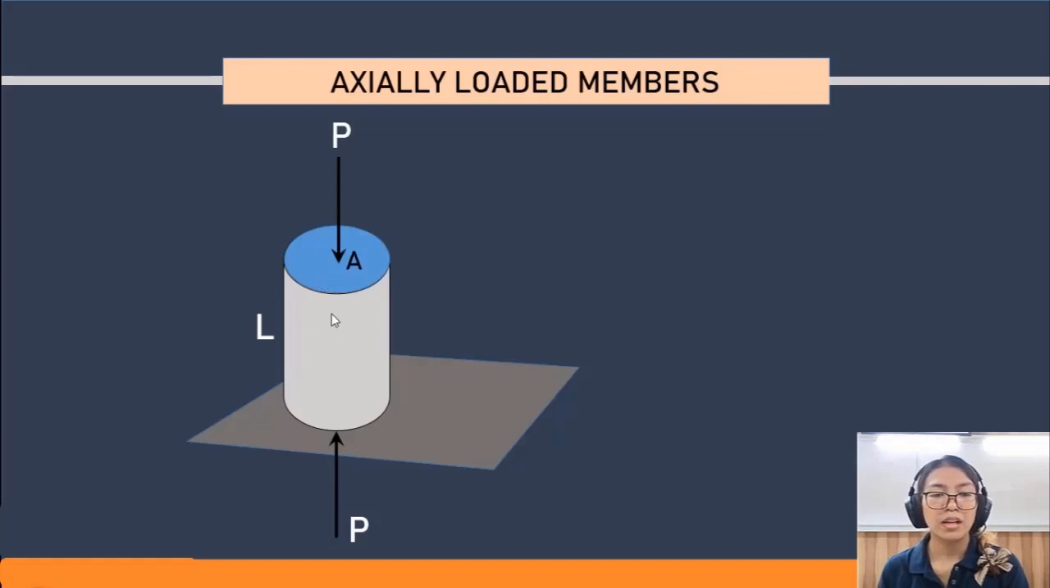Tama? So, if the member reacts, ibig sabihin na i-stress itong member natin. Tama? And yung stress na na-experience ng member na to is what we call axial stress. Bakit siya axial stress? Kasi your force P right here is perpendicular to the area na na-stress. Tama? This is perpendicular to the area A. And our axial stress is given by this notation, sigma, which is equal to the force applied over the area, P over A. Okay? Your force P right here is pwede mo ding tawaging axial load or axial force.